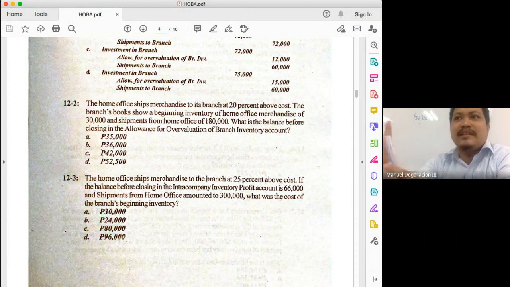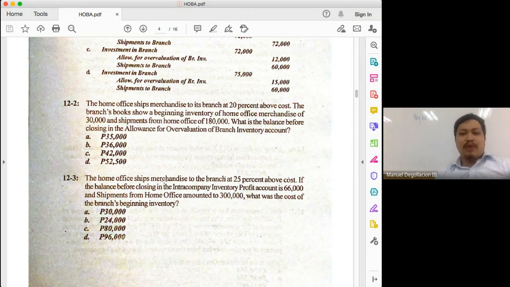Okay, so what does that mean? At the start of the year, you will have the beginning balance. Throughout the year, what will happen? Shipments will happen. So throughout the year, beginning with the beginning balance, the allowance account will only keep on increasing because we will only decrease it at the end of the year.